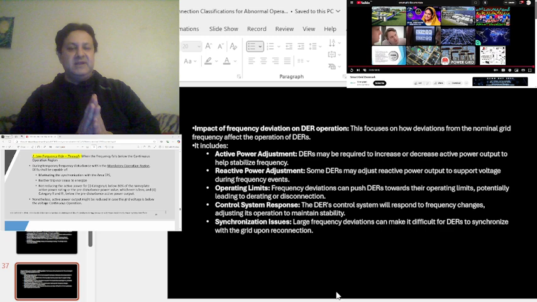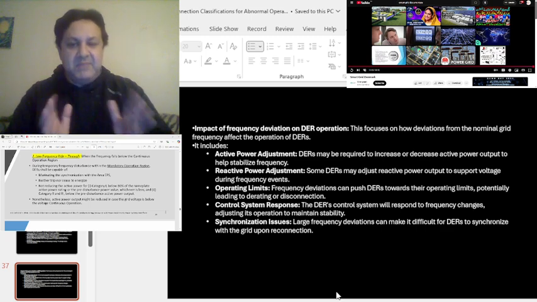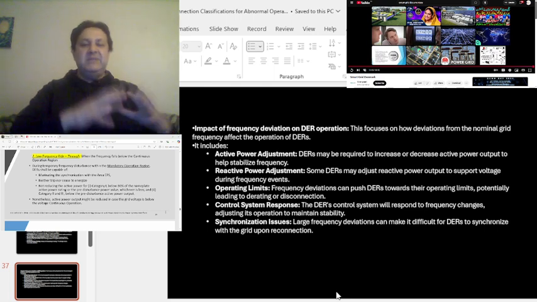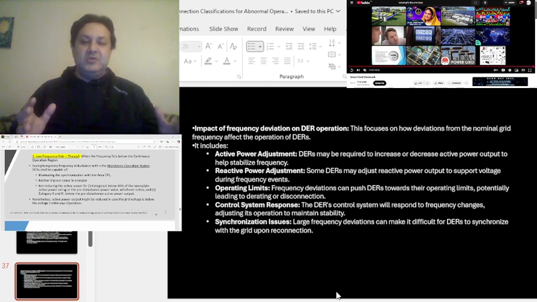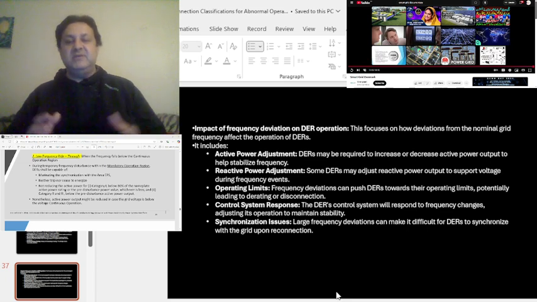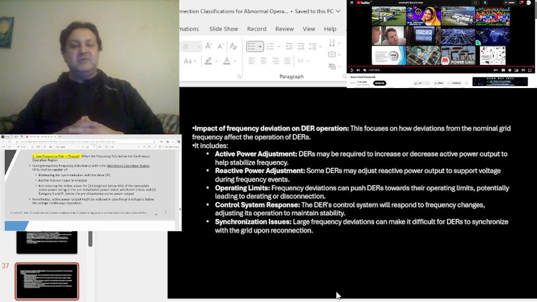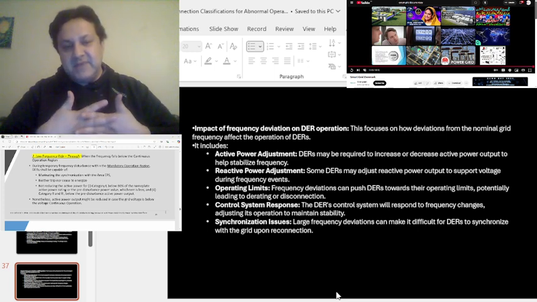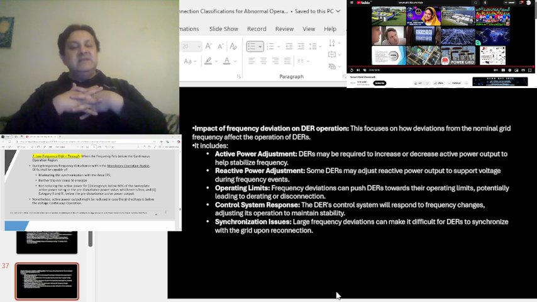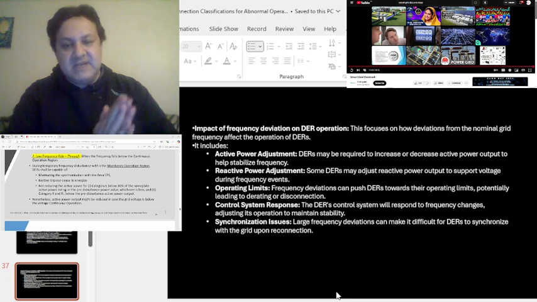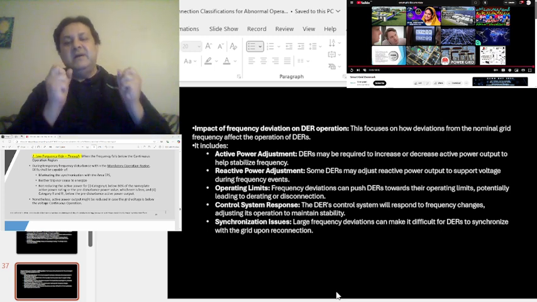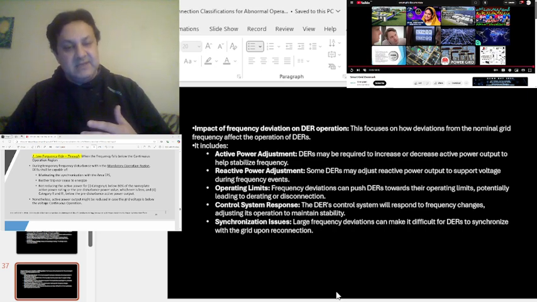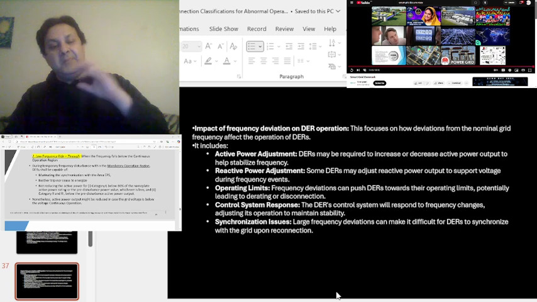The first one is the active power adjustment. DERs may be required to increase or decrease active power output to help stabilize frequency. So sometimes there is a requirement to increase or decrease active power output, because active power adjustment can stabilize the frequency. The reactive power adjustment: some DERs may adjust reactive power output to support voltage during frequency events. This is important.